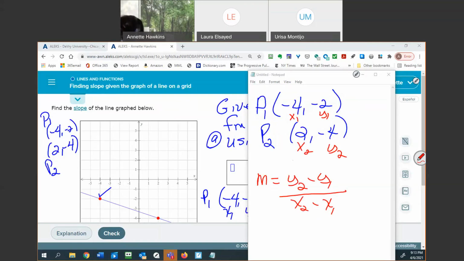All right, so now we want to plug in y sub 2. Let's go to point 2. Y sub 2 is -4. Minus, be careful, minus. Y sub 1 is a -2. This is why you want to be careful. This is minus, and then y sub 1 is a -2. Put parentheses there. Over x sub 2. This is x sub 2. Minus x sub 1. X sub 1 is a -4. You need some parentheses.